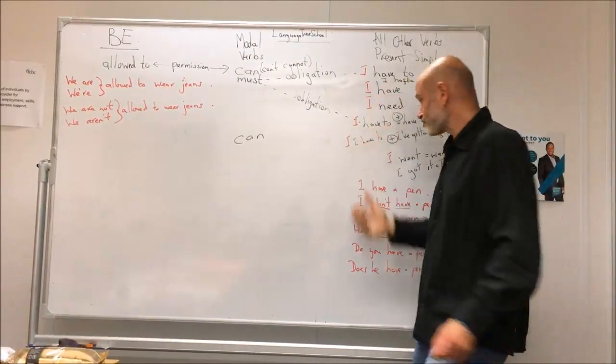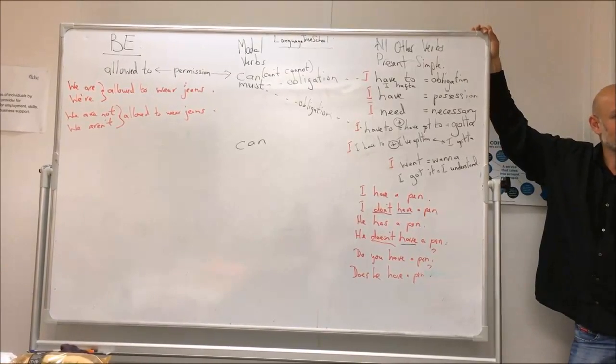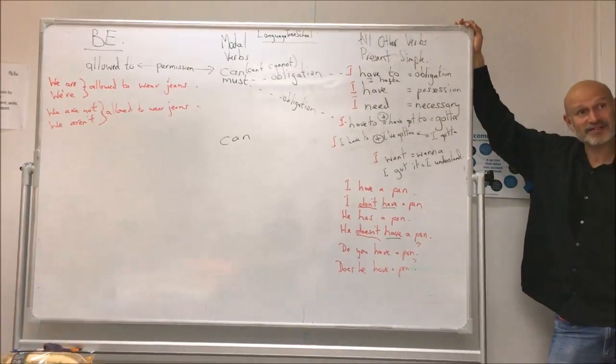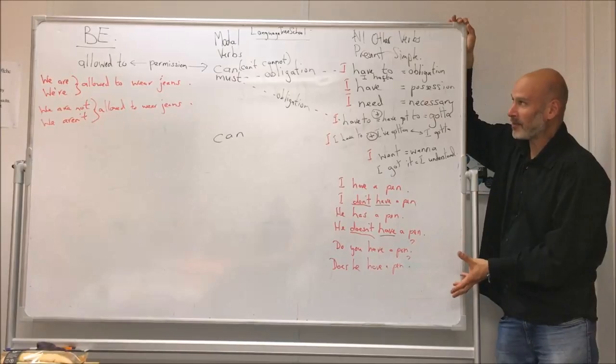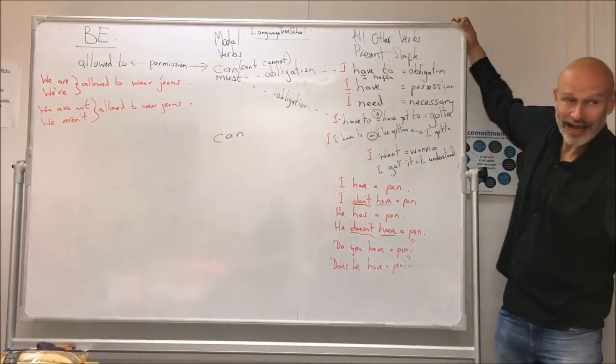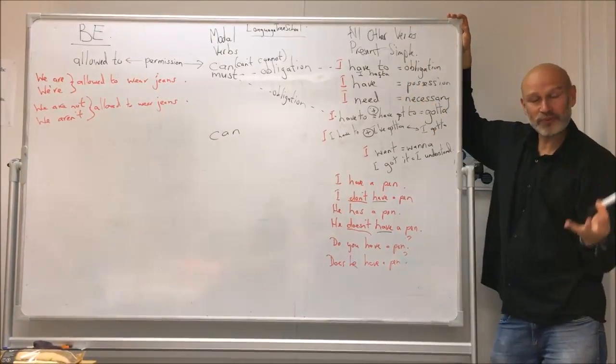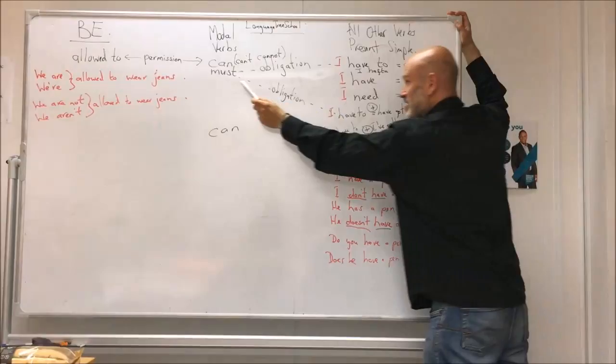Over here, we were looking at any other verb of the English language in the present simple. And of course, the one that came up a lot was have. I have means possession. Look, I have a pen. I have to is that obligation. That's what we were learning today. I have to means I must.